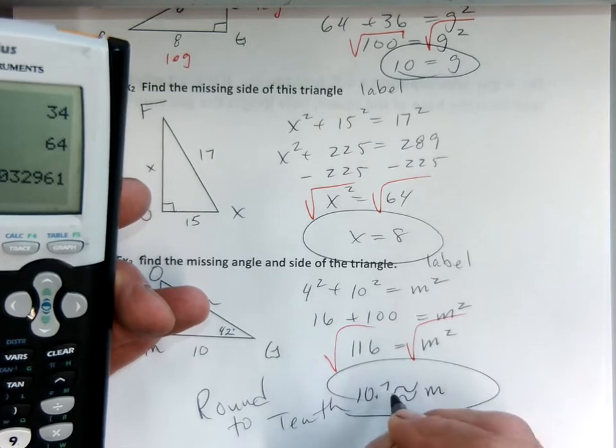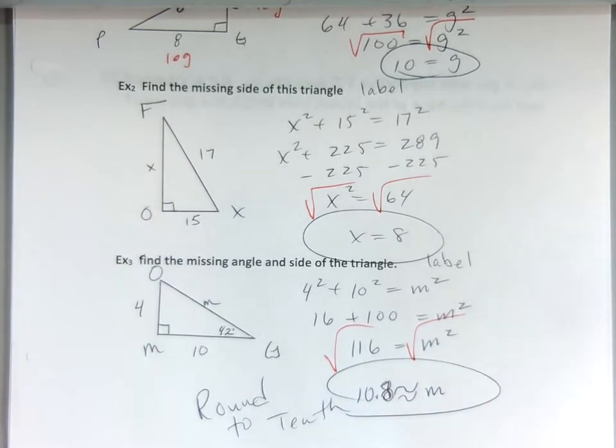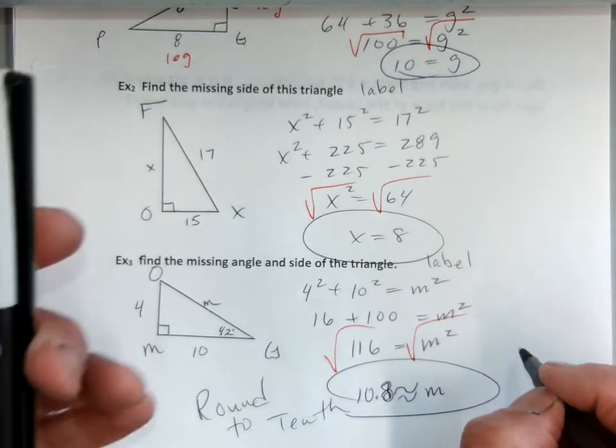The little squiggle means approximately. Oh, that's supposed to be an 8. There we go. Approximately equal to 10.8. Okay, everybody agree with that? That's what the squiggle is.